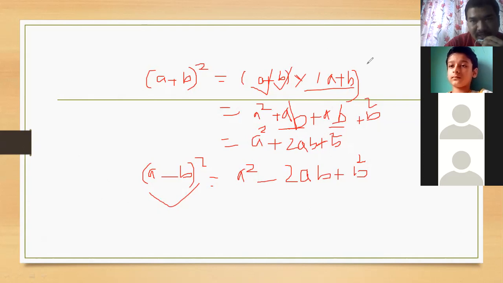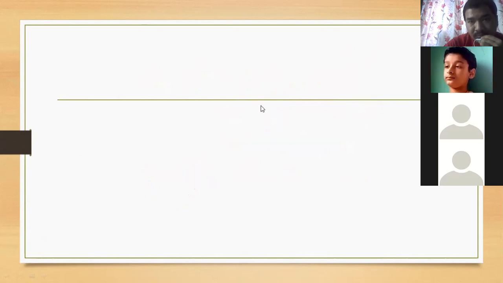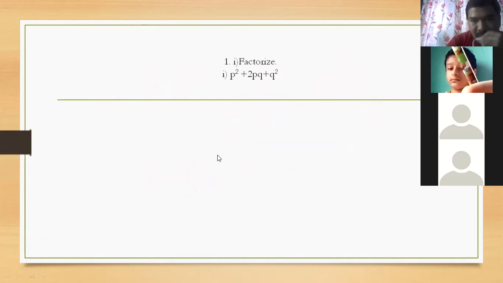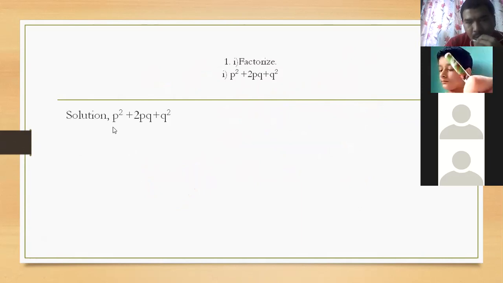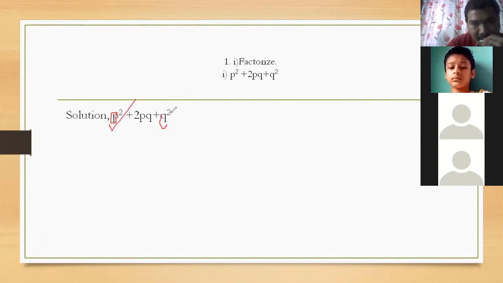Now I am going to start the exercise. In this exercise, look here, everybody look carefully. What is here in the first one? Sir, p square. First term p square. In this question, the first term can be expressed in square, which I have put in a circle, and the last can also be expressed in square. Okay, children.